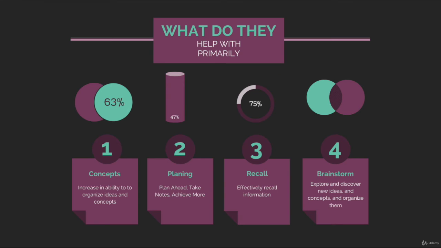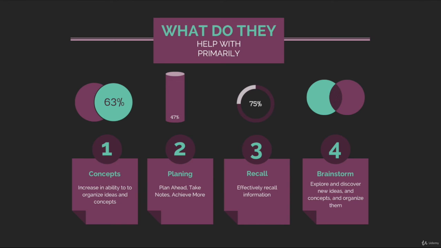For you to understand what mind mapping is, you need to understand also what it helps with primarily. So the first thing is concepts: an increase in the ability to organize ideas and concepts. Mind mapping is all about taking big concepts and dividing them into smaller concepts, in order to first understand the concept very well, and second, organize all the different ideas and concepts inside this concept itself.